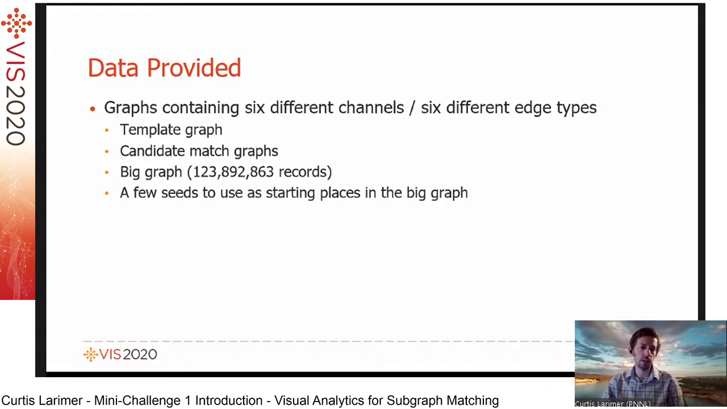And this is where the real meat of the challenge came out, because this graph had close to 124 million records represented in a compact edge list format. For one of the questions, we provided a few seeds, just as I mentioned, a single edge, two nodes and an edge that could be used as a starting point so that the participants could explore that big graph and build out a potential match.